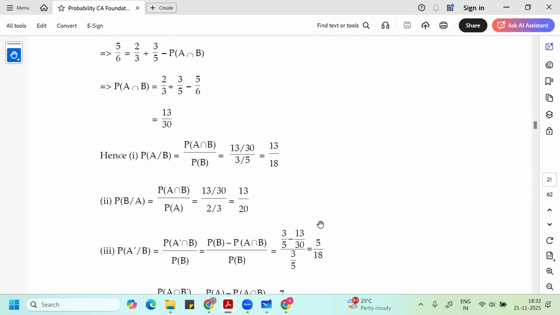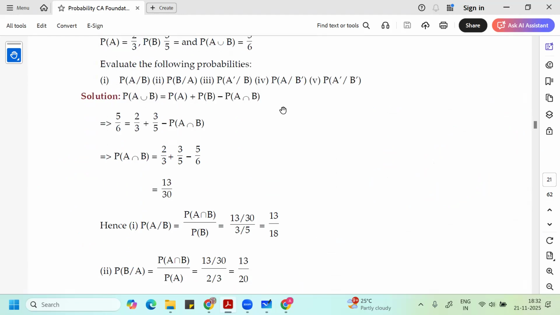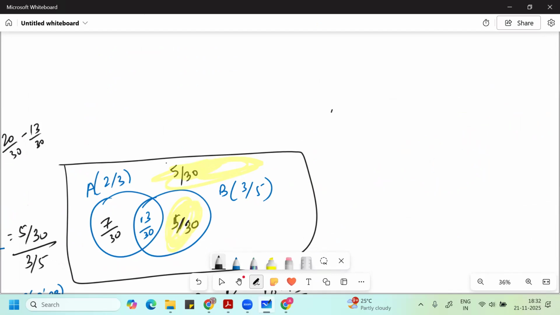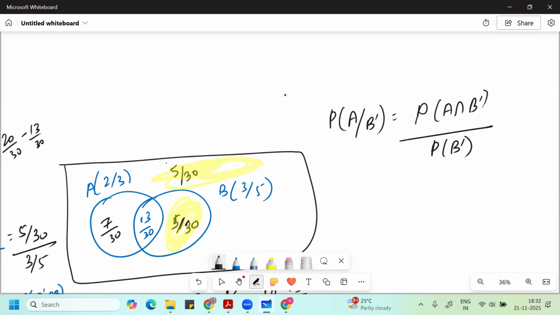Got it? Okay. Fourth one they're asking the reverse, probability of A B dash. So means probability of A intersection of B dash divided by probability of B dash. So which area is the part of B? 3 by 5. This area is the B. Which area is not the part of B?